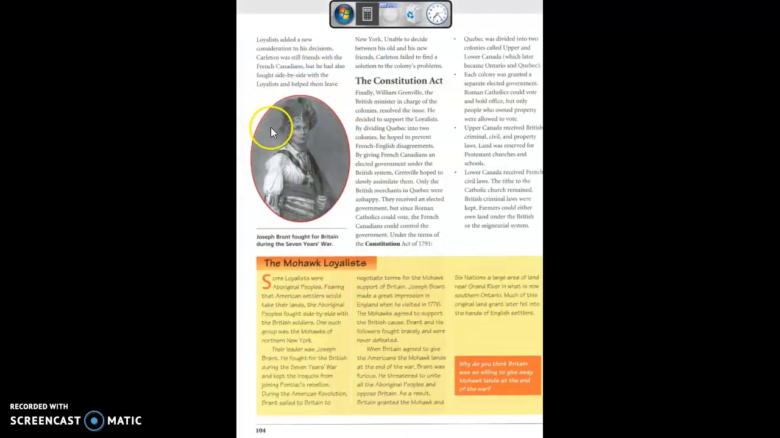The large number of Loyalists added a new consideration to his decision. Carleton was still friends with the French Canadians, but he also had fought side by side with the Loyalists and helped them leave New York. Unable to decide between his old and his new friends, Carleton failed to find a solution to the colony's problems.